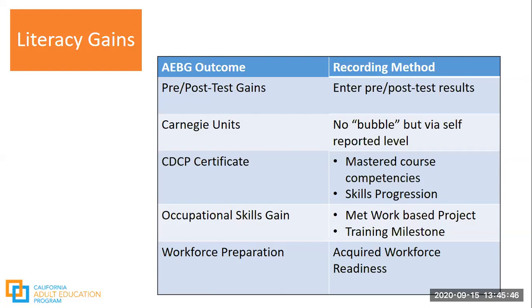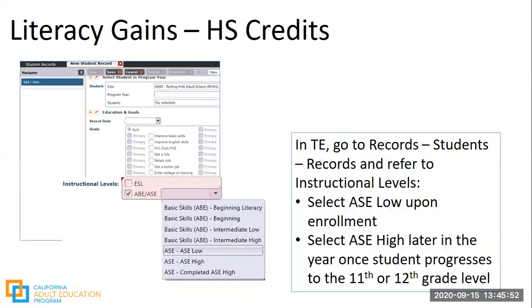And we've just sort of stuck with it because we have way too much documentation out there to really turn back now. Okay, here's that Carnegie units or high school credits. Here's the gory detail. So we use self-reported level. This is how you can document gains for students that make gains through credits rather than through pre and post testing. Primarily, these are gonna be for students who are in your high school diploma program.